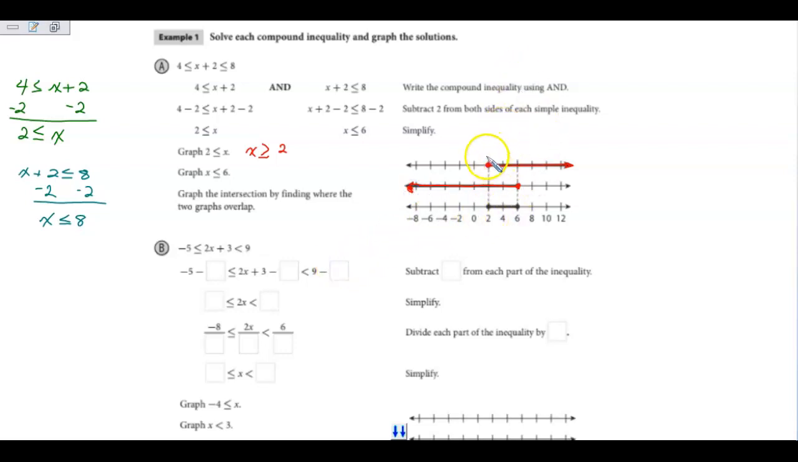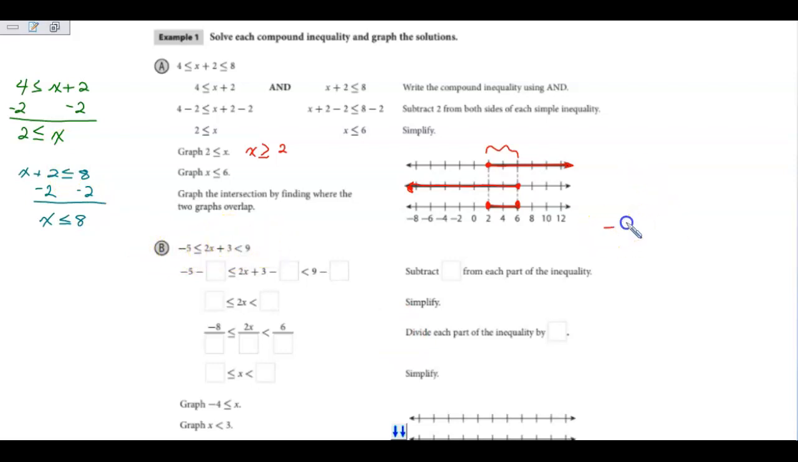And the overlap section is this right here. So that's why the solution, when graphed, goes from 2 to 6 and everything in between. There's another way that we could do this without rewriting the sections into two different sections. We can leave them as one.